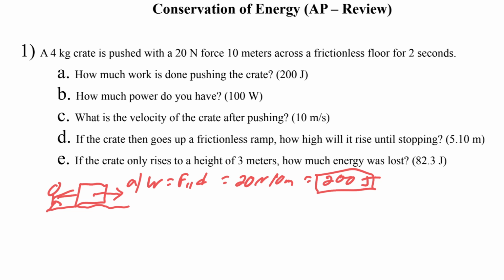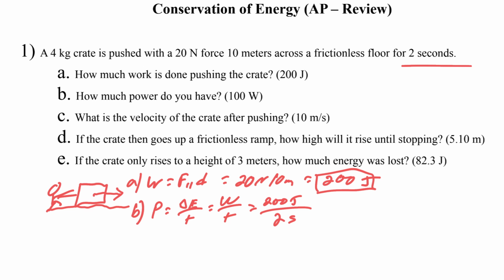Letter B says now how much power. Remember, power is essentially the change in energy over time, and in this case, the thing that's changing energy is us doing work. So we could write that as work over time. So we're simply going to go 200 joules, and the time was 2 seconds. That gives us 100 joules per second, or 100 watts.